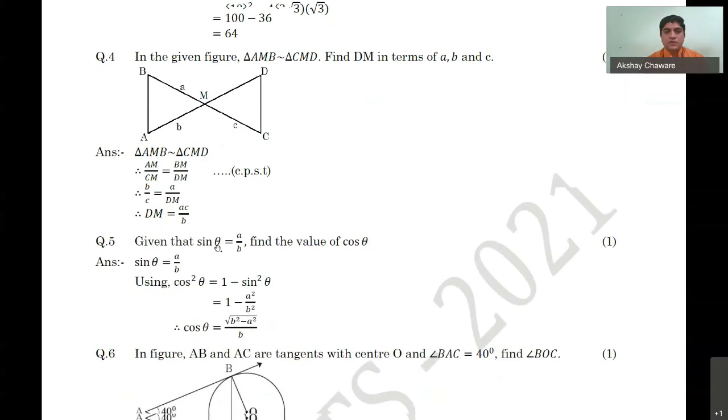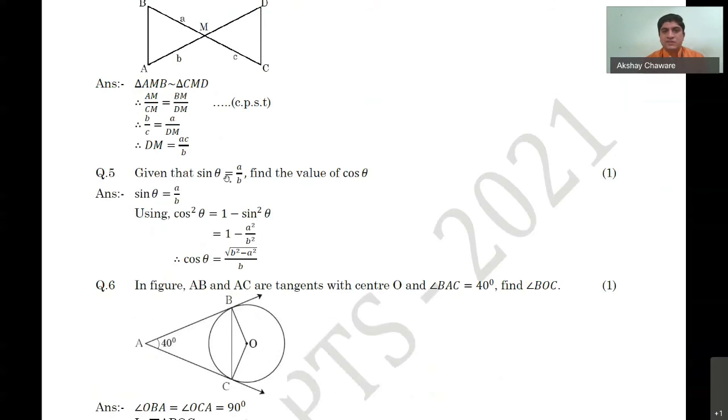Now in question number 5, given that sin theta is equal to a by b, find the value of cos theta. We know the identity cos square theta is 1 minus sin square theta. Sin theta is known, a by b. If we put a square upon b square, cos theta equals root of b square minus a square upon b square. If we take the square root of the denominator, we get b only.